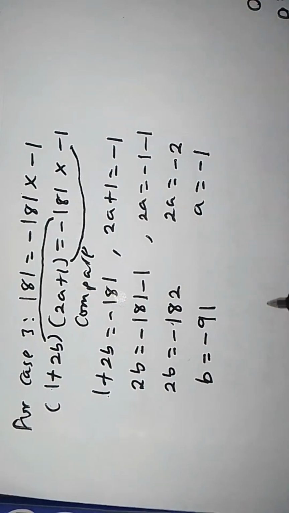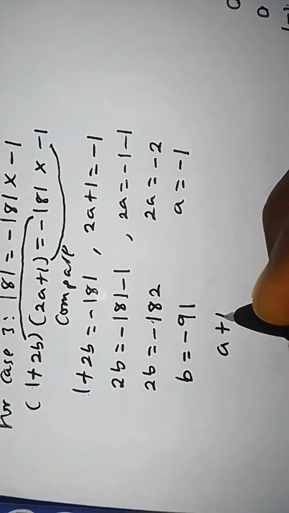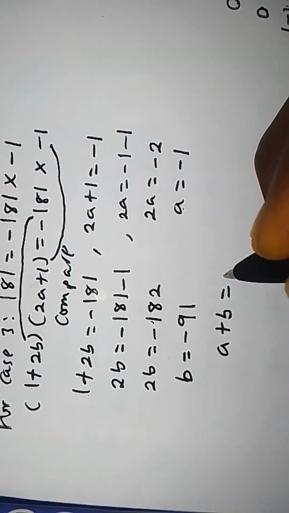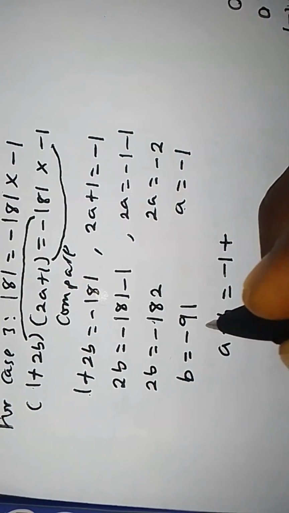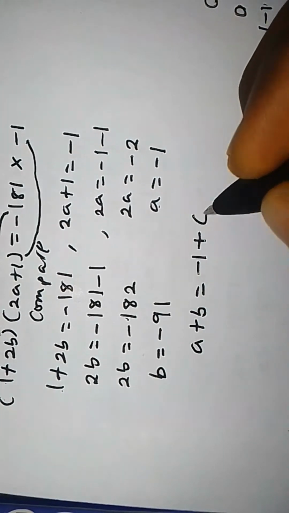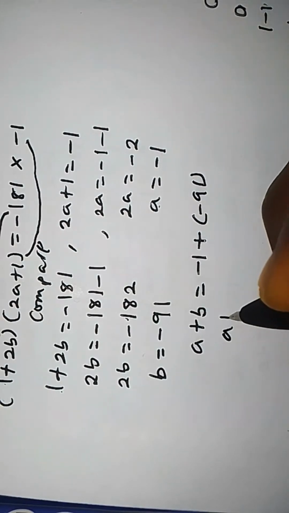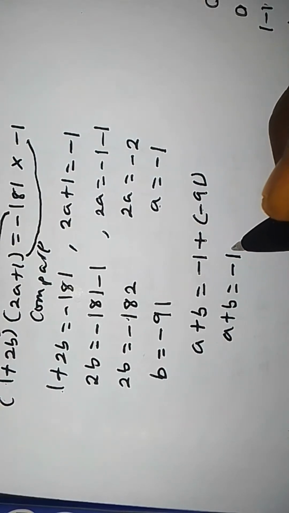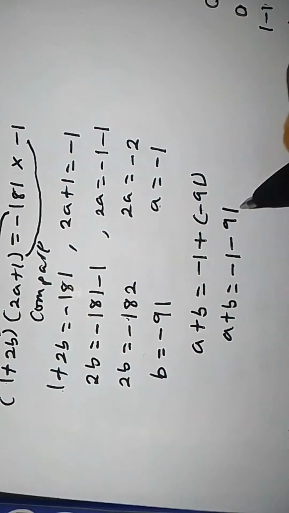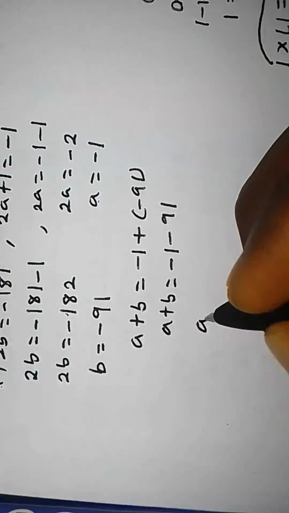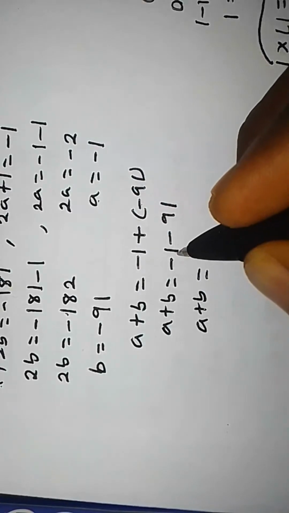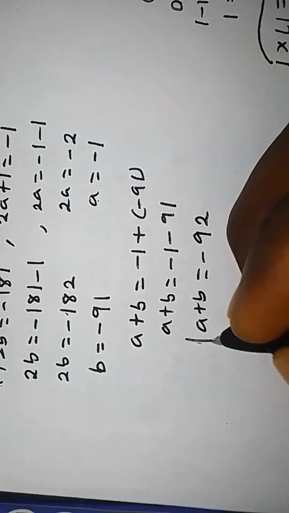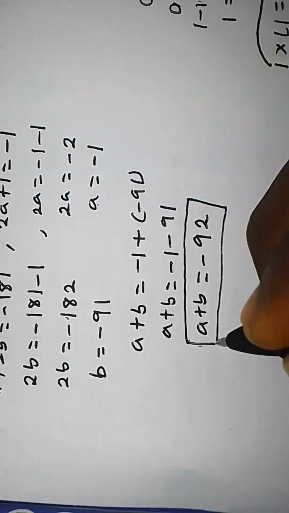But our goal is to find the value of a plus b. So let us add. a is negative 1 plus b is minus 91. a plus b equal to minus 1 plus minus 91. Clearly, a plus b equal to minus 1 minus 91, that is minus 92. This is another value of a plus b.